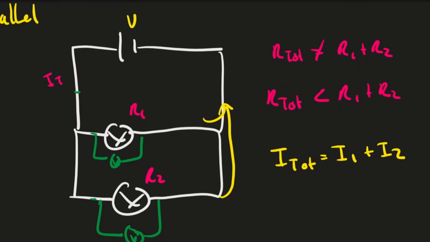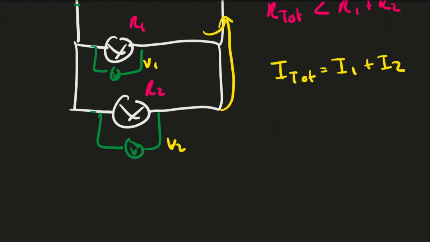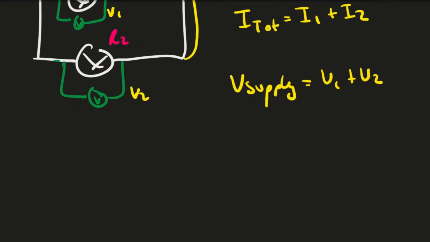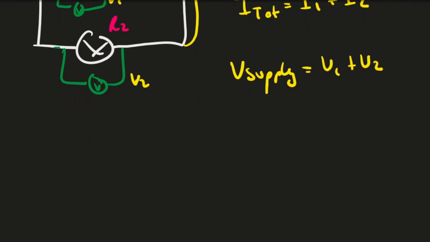So if this is V supply, then this would be V1 and this would be V2, and essentially what we're saying is that V supply is equal to V1 plus V2. And actually we can look at this in a bit more detail, so let's just draw it out again.